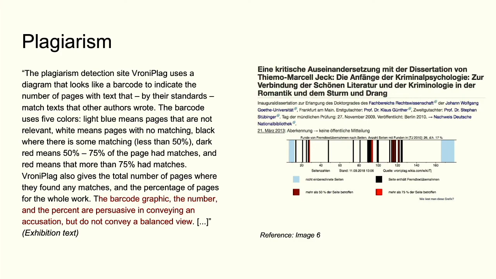What we have in this picture is a barcode that is giving some indication of how much has been taken. As you can see, the blue are pages that are not affected. Black means some sites that the people who run the site believe are problems. Dark red, 50% or more, and red over 75%. So they're giving you various amounts.